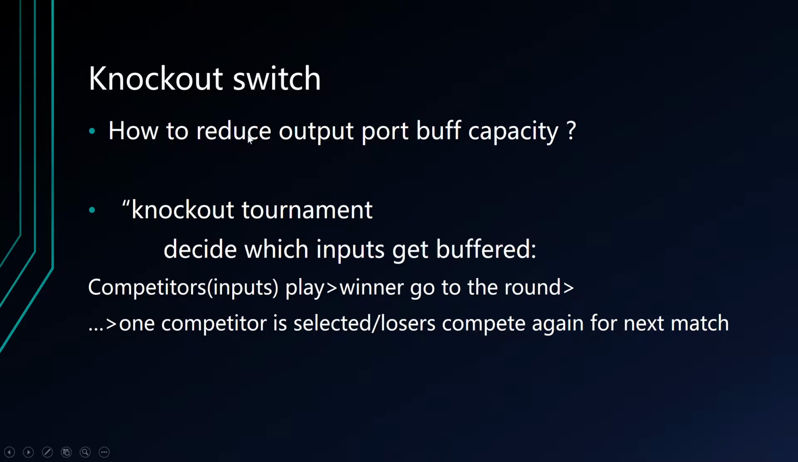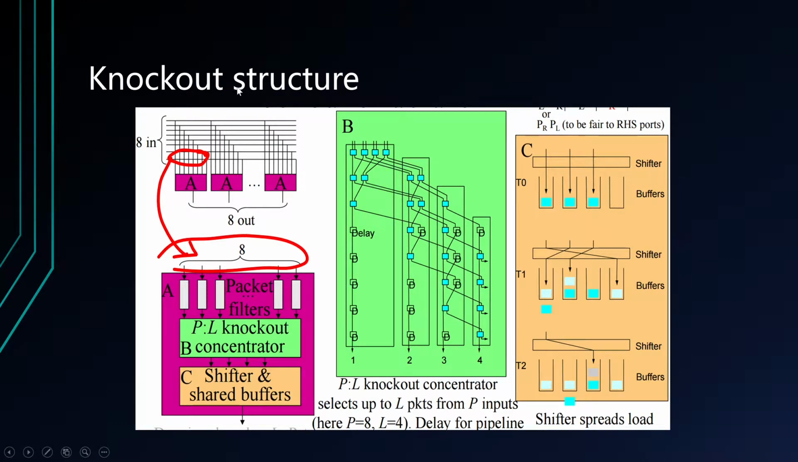So how do we reduce the output port buffer capacity to make the system more efficient? The knockout tolerant can decide which inputs get buffered. The procedure is shown below, along with its structure.